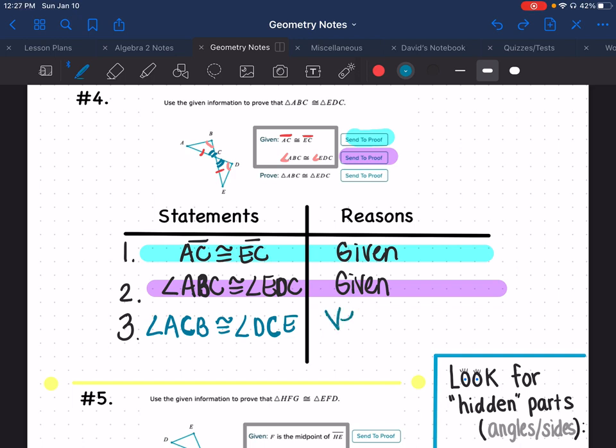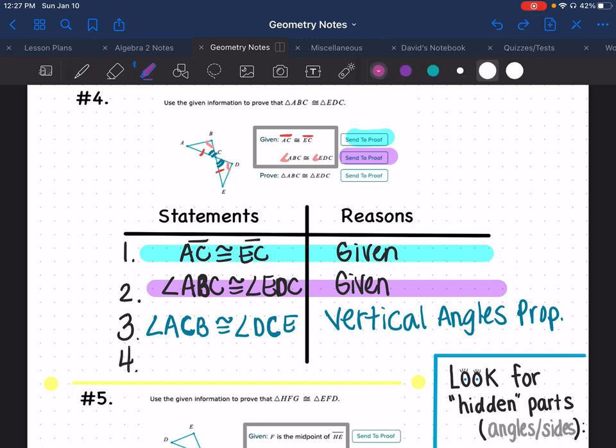And then, of course, not only is my hidden parts hint helping you to find what's equal, it's also giving you the answer as to why they're equal. The vertical angle property is what you're going to pick. And now you're ready for the last statement, which is your last send to proof. But remember, it's only going to fill in this part, and you've got to come up with the reason.